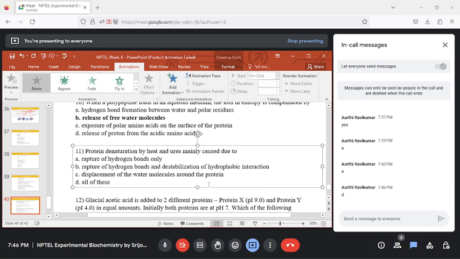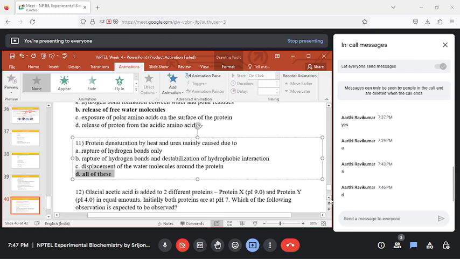Yes, all of these options are correct, because heat is also rupturing your hydrogen bond formation, and it is also destabilizing. Urea is destabilizing your hydrophobic interaction. Also, when these hydrophobic amino acids are out in the environment, in the space where they can encounter the water molecules, they are also displacing the water molecules around the protein, and thereby leading to the aggregation and precipitation of your protein. So D is the right option.